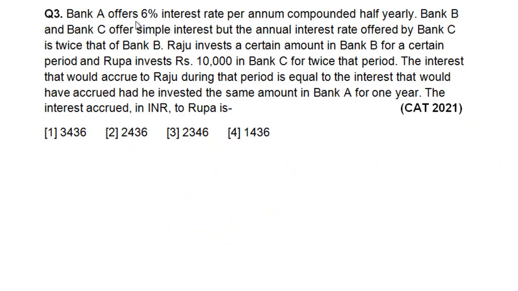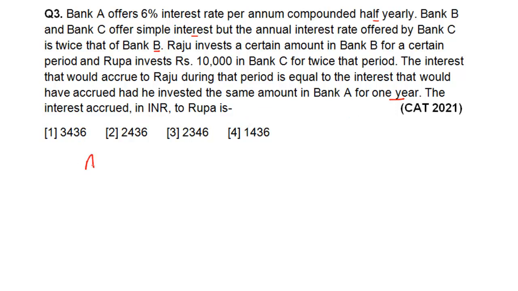Let's take the next question. Bank A offers a 6% interest rate per annum compounded half yearly. Bank B and Bank C offer simple interest, but the annual interest rate offered by Bank C is twice that of Bank B. Raju invests a certain amount in Bank B for a certain period, and Rupa invests rupees 10,000 in Bank C for twice that period. The interest that would accrue to Raju during that period is equal to the interest that would have accrued had he invested the same amount in Bank A for 1 year. The interest accrued in INR to Rupa is?